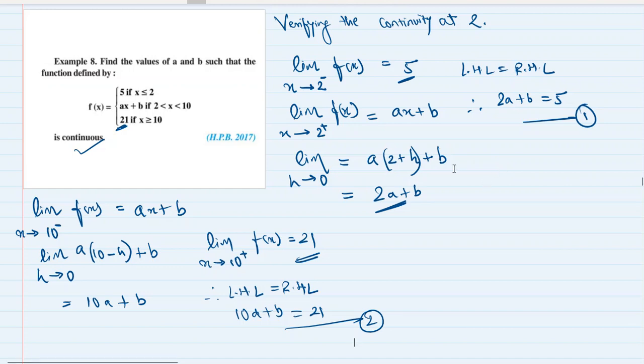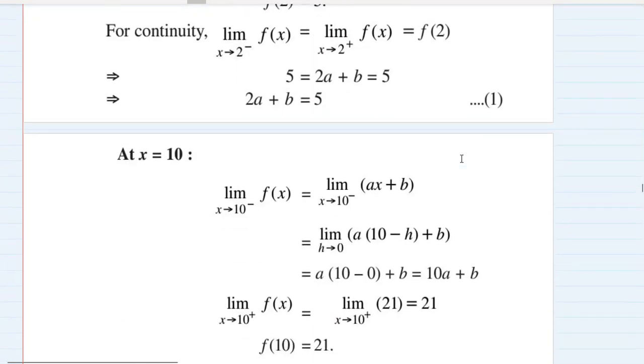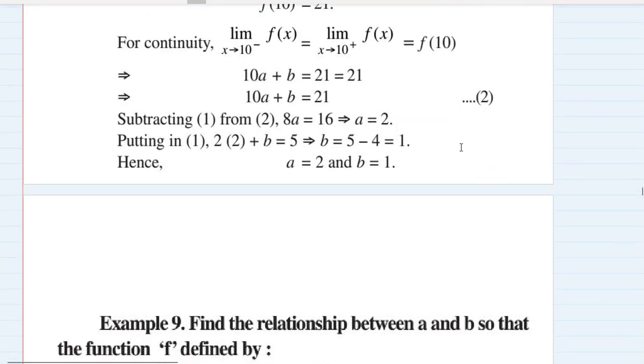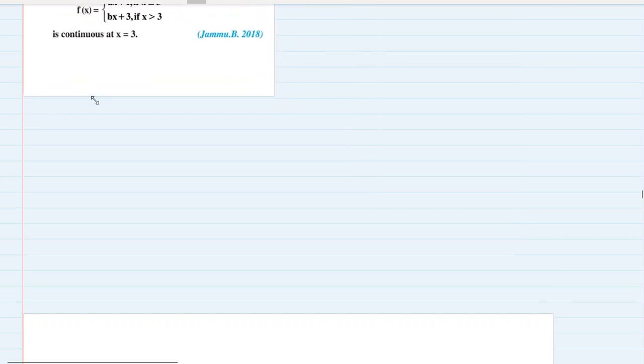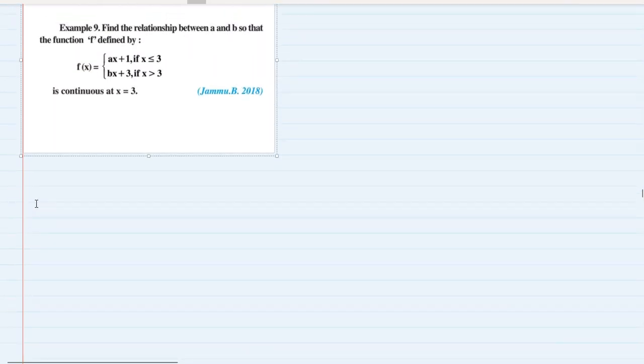Okay, you're done. Let's check the answer. So the answer is a is equal to 2 and b is equal to 1. If that is your answer, you are correct. You now understand the method of solving questions based on limits of functions. Okay, what is this question?